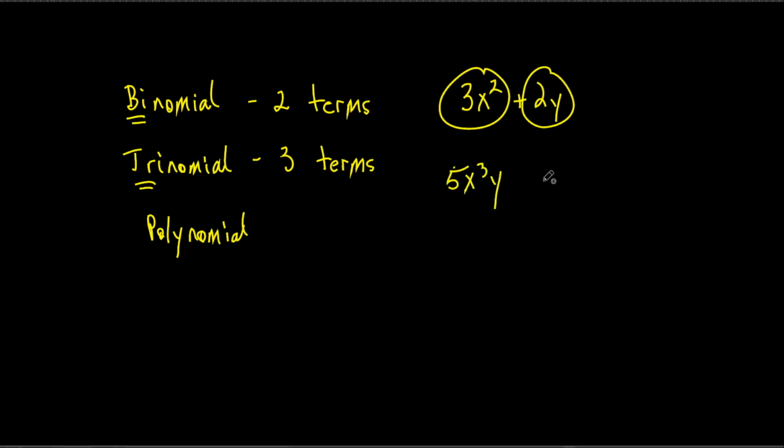What if you had 5x cubed y minus 2x squared plus 1? All right, so if you had something like this, how many terms do we have? We have three terms because the terms are all being separated by a minus or a plus. Everybody see that? So there's one term, there's another one, and there's another one right there. There's three of them, so that would be called a trinomial.